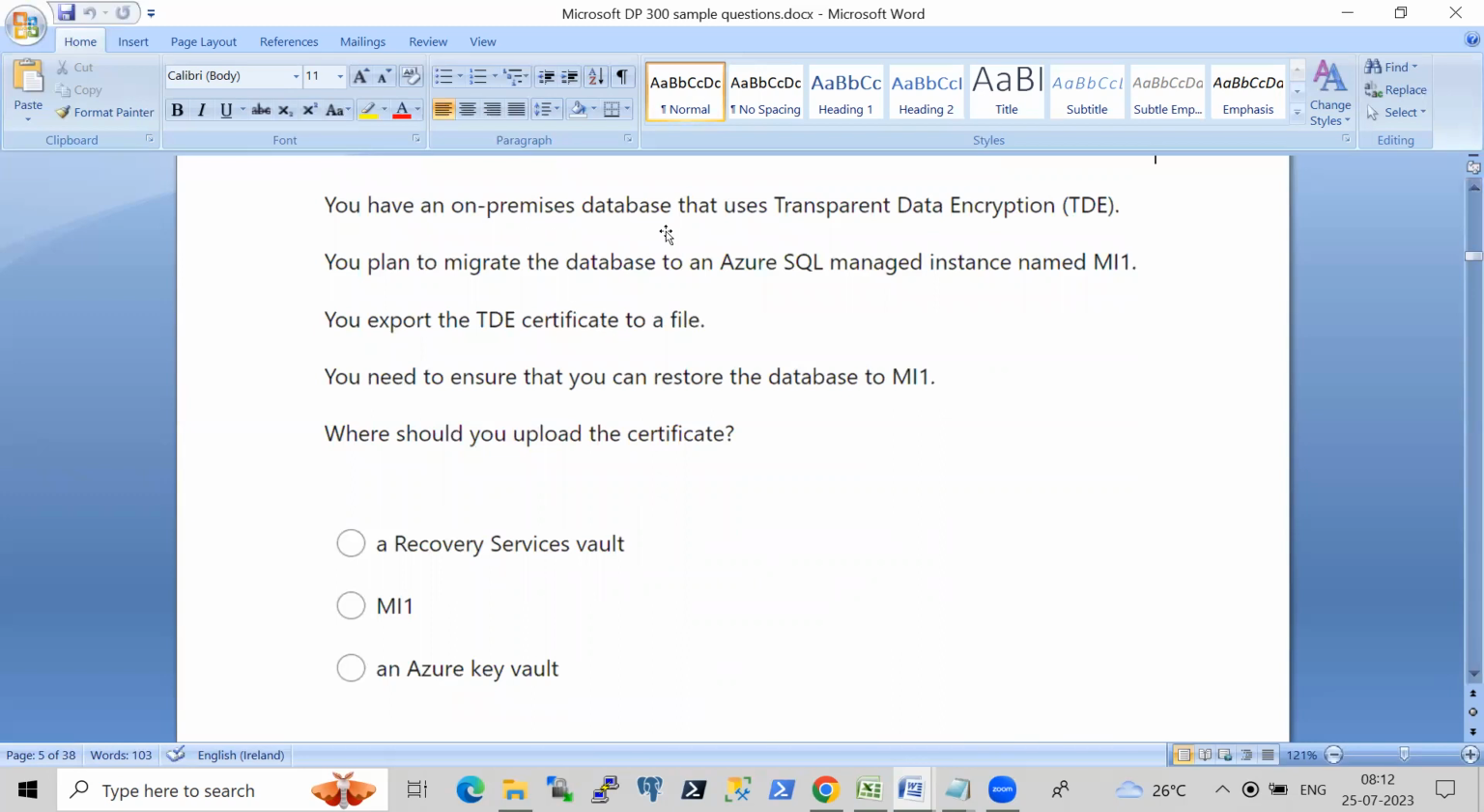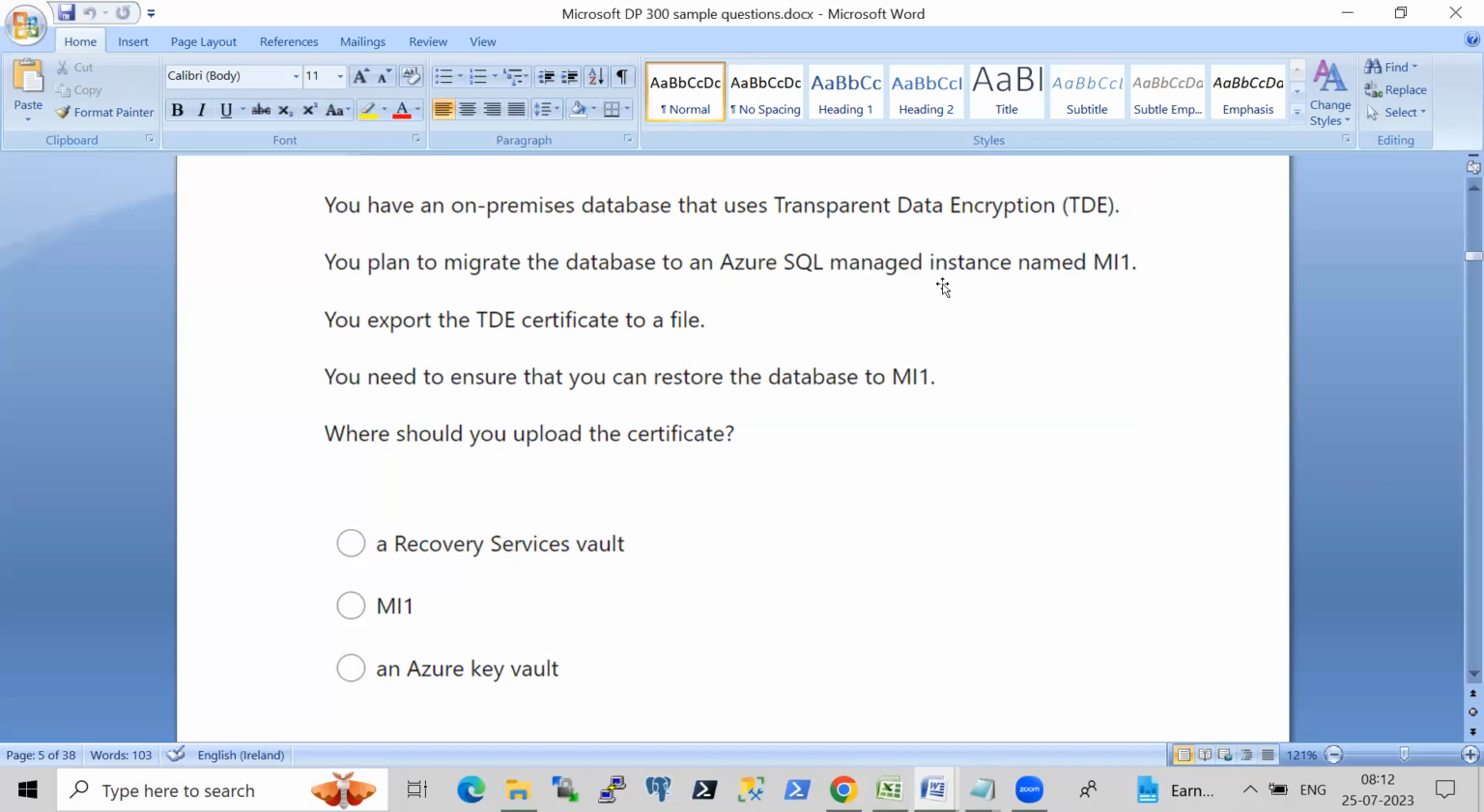So you have an on-premises database that uses TDE, encrypted with Transparent Data Encryption. We have to migrate this TDE-enabled database from on-premises to MI. Imagine, just leave out Managed Instance for a second. Even in real time, if you have a TDE database and you want to migrate from one instance to another instance, what should we do? We have to export the certificate and export the private key, right? So the same thing we have to do for Azure MI.